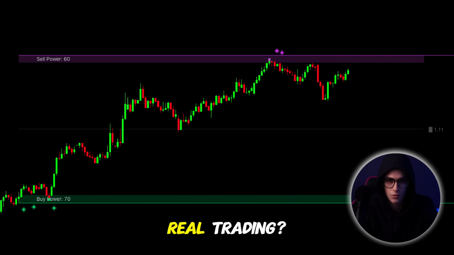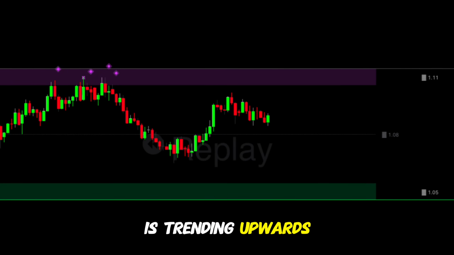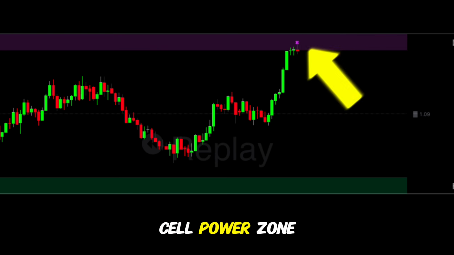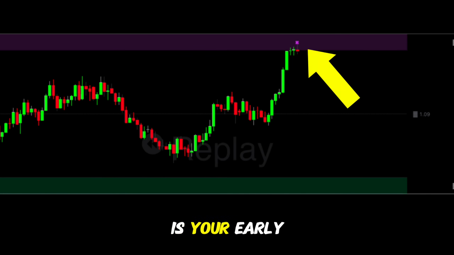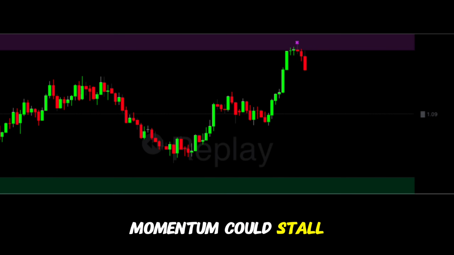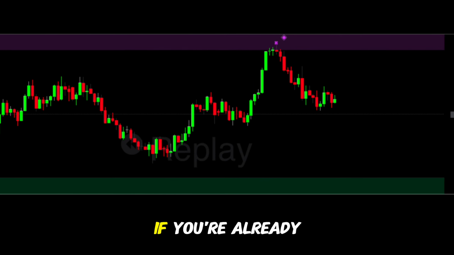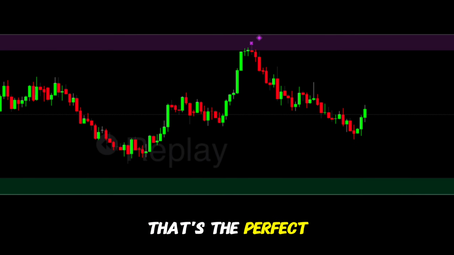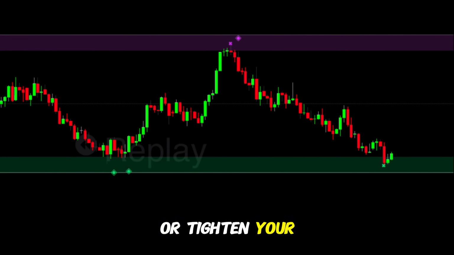Now, how do we use this in real trading? Let's say price is trending upwards, but it starts approaching a purple sell power zone with a score above 60. This is your early warning. Momentum could stall, and a reversal might be around the corner. If you're already in a buy trade, that's the perfect place to take partial profits or tighten your stop loss.